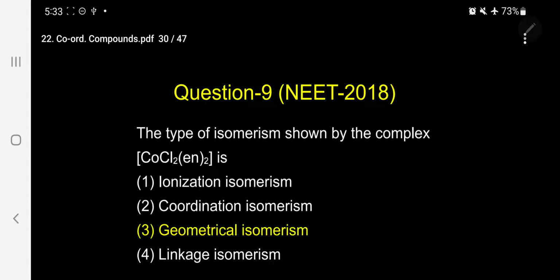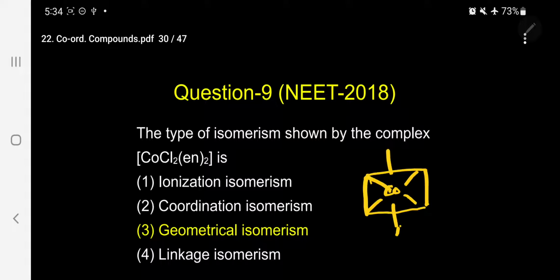It is CoCl2(en)2. Ethylene diamine is nothing but a bidentate ligand. Cl is a monodentate ligand. So how do we have to imagine? Kindly follow. It is an octahedral complex. Clearly it shows an octahedral complex. In an octahedral complex, my dear students, the central atom is cobalt. So you must understand this.